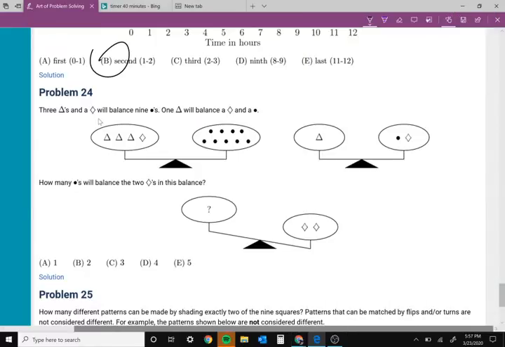3 triangles and a star will balance 9 circles. 1 triangle will balance a star and a circle. How many circles will balance 2 stars in this balance? Okay. So we want to find how much is 2 of those, right? Oh no. Okay, so we know that the diamond is equal to triangle minus circle.